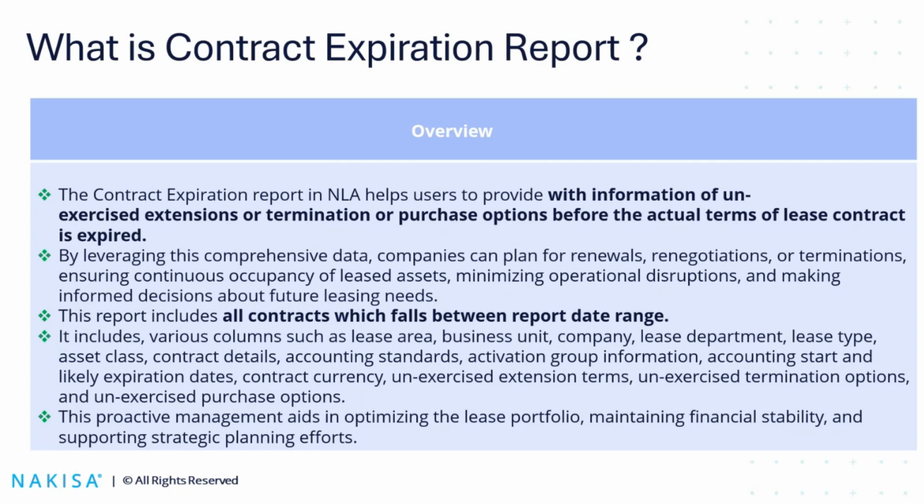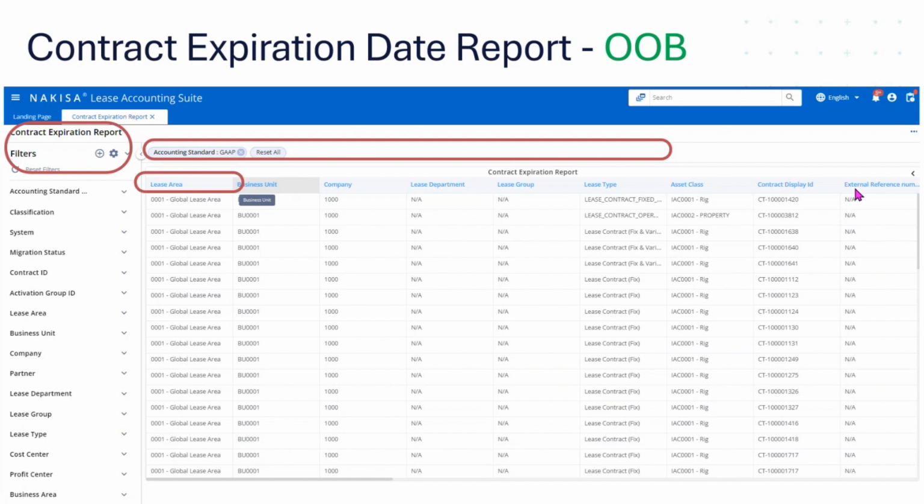Right. And do you also use it for verifying your unexercised extension options? I guess it's the same thing, right? You reach out to them and ask if they have. Okay. So this report is basically providing you the unexercised extension or termination or purchase options, or, as you said, if there's any other lease modification that needs to be done, it helps you with that. The report will have all the contracts which fall between the report date range, and in this one as well, you can export the report in the dashboard.